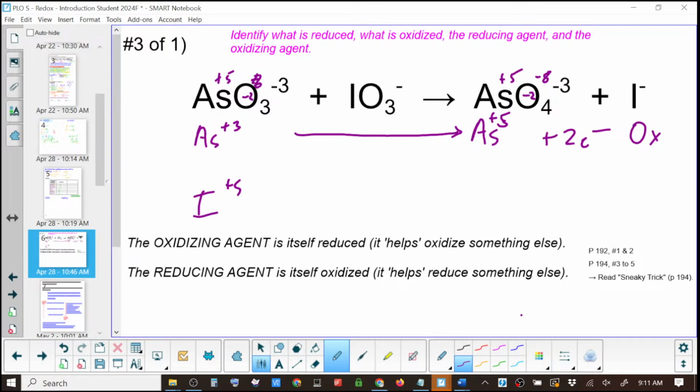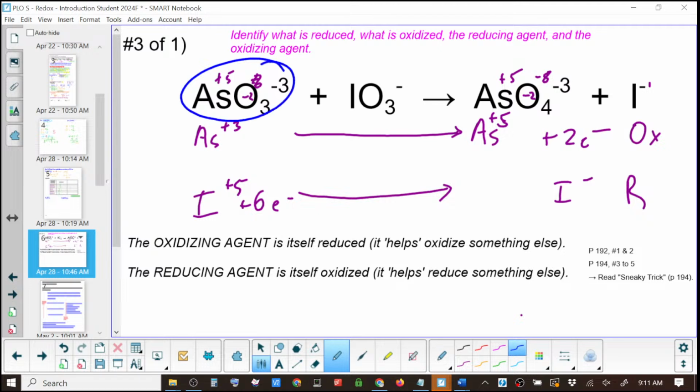What's the charge of iodine over here? 0. Oh, negative 1. So did it gain or lose electrons? Did it become more positive or more negative? Gain. It's a gain, and gain of electrons is a reduction. How many electrons did it gain, by the way? If it went to minus 1 from plus 5? 6. Plus 6 electrons. So now we know that this one was the oxidation and this one was the reduction.